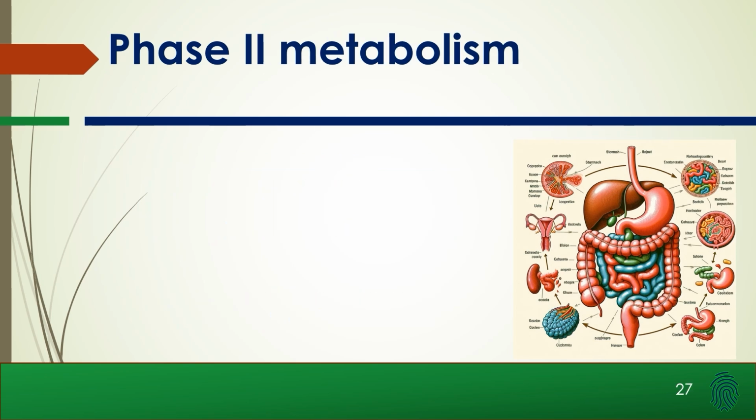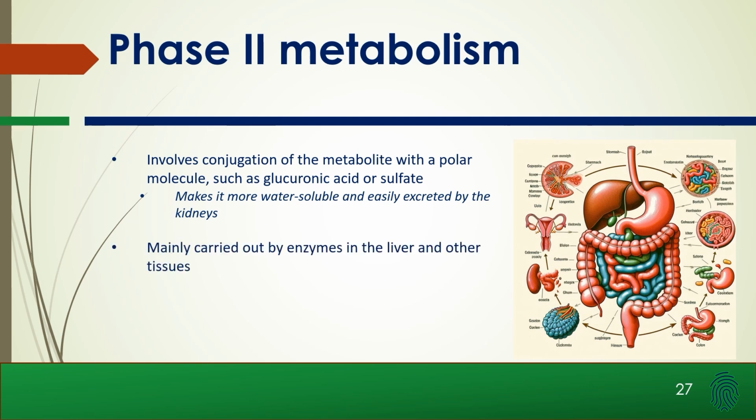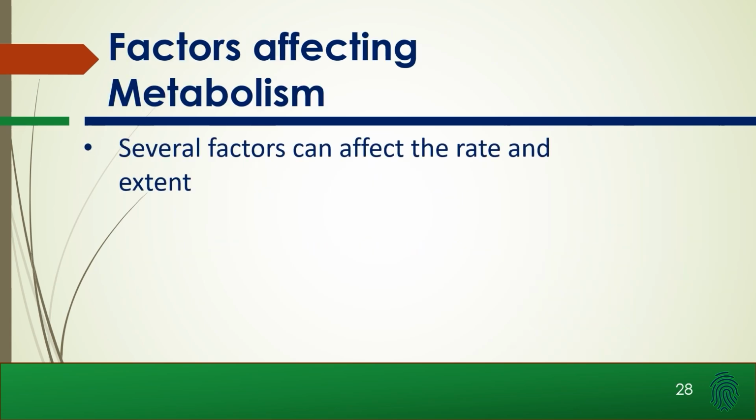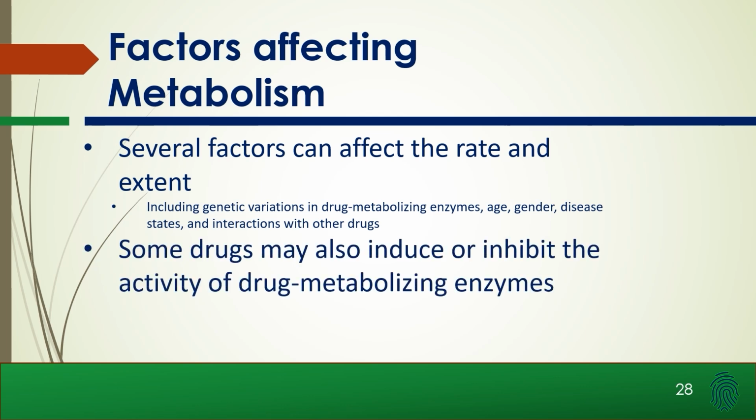Phase 2 metabolism involves conjugation of the metabolite with a polar molecule such as glucuronic acid or sulfate. This makes it more water-soluble and easily excreted by the kidneys. It is carried out by enzymes in the liver and other tissues. Factors affecting metabolism: several factors can affect the rate and extent, including genetic variations in drug metabolizing enzymes, age, gender, disease states, and interactions with other drugs. Some drugs may also induce or inhibit the activity of drug metabolizing enzymes.